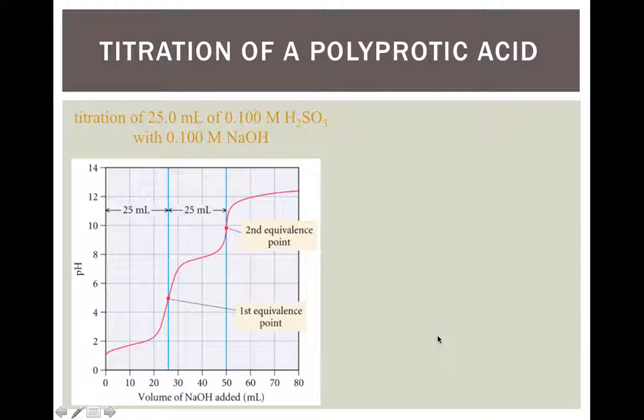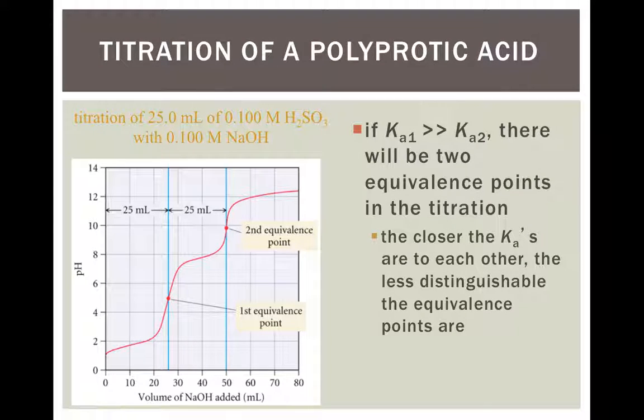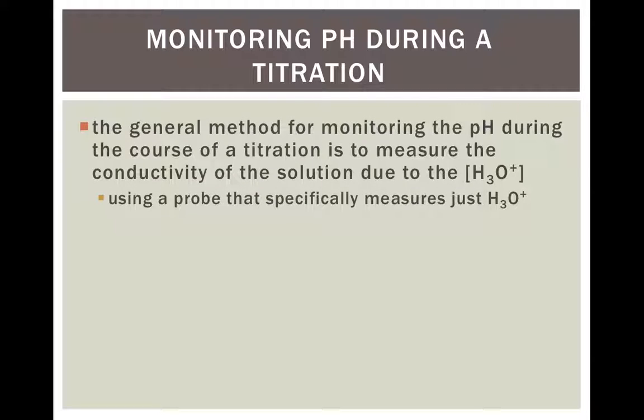For a polyprotic acid titration, you're going to have 2 jumps. So you're going to have 2 equivalence points, 2 humps, 2 S's, however you want to think about it, because you're buffering those H pluses sequentially. Remember, you have 2 Kas. The closer the Kas are to each other, the less distinguishable the equivalence points are, and you can think of them as the same.